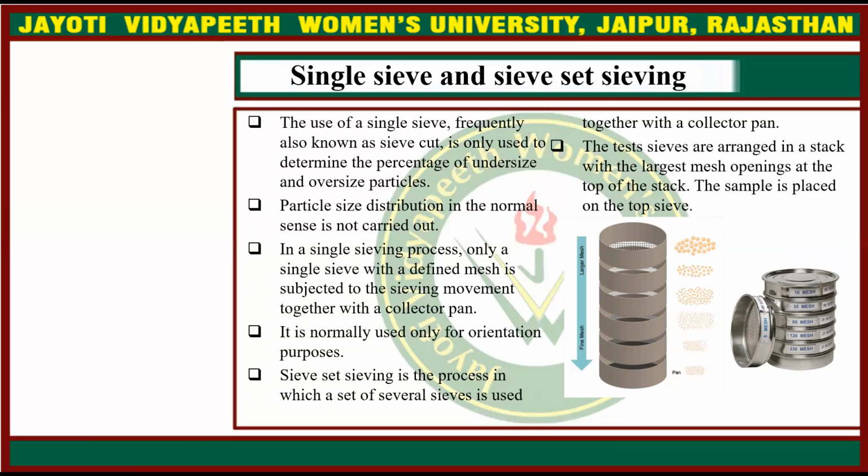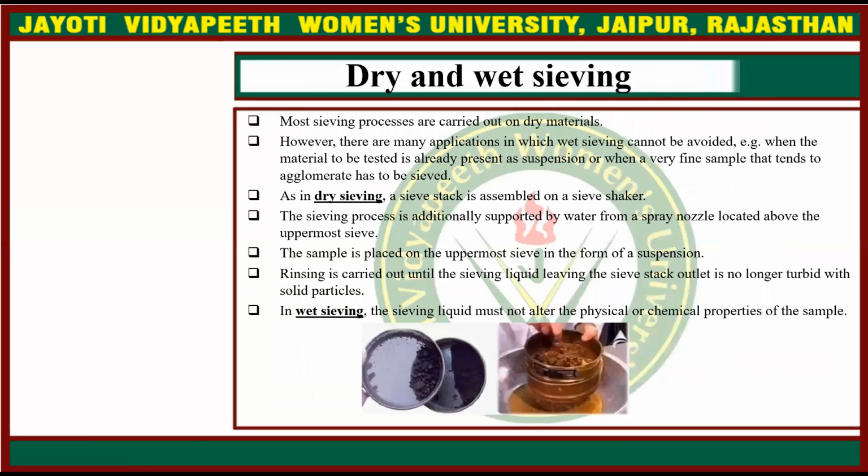Sieve set sieving is a process in which a set of several sieves is used together with a collector pan. The test sieves are arranged in a stack with the largest mesh opening at the top of the stack, and the sample is placed on the top sieve. Single sieve is used for the particle size of any wet ground pulses, and set of sieves is used to determine the particle size of anything.